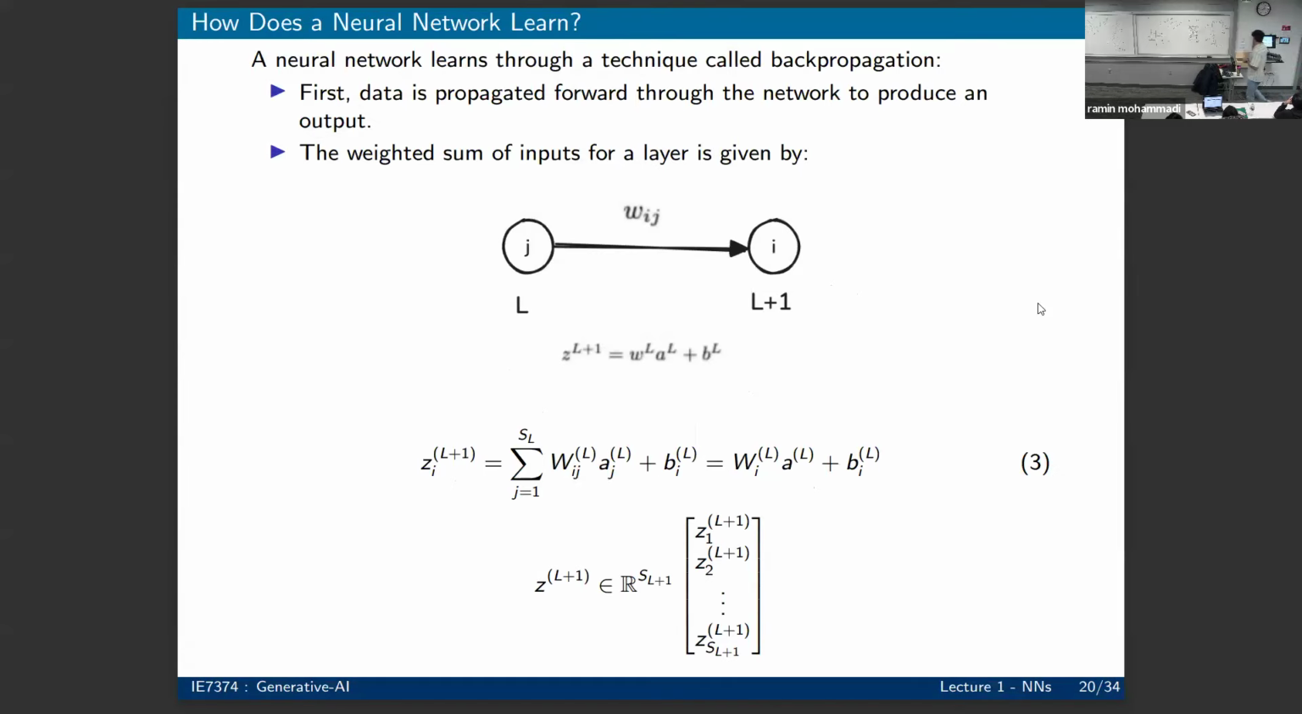So now, think about the relationship between two neurons. You have neuron J and neuron I. Between these two neurons there's a line, a connection, and it has a weight, right? What's the relationship between these two? The raw input to this node is W_L A_L plus B_L. So think about this: we have one neuron here, neuron J, and let's say it is connected to three neurons in the next layer.